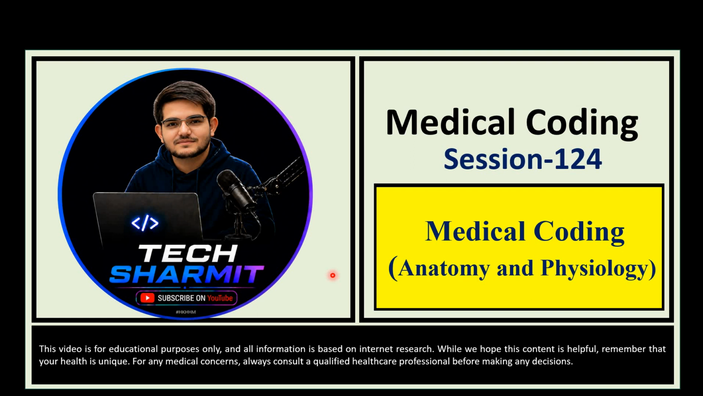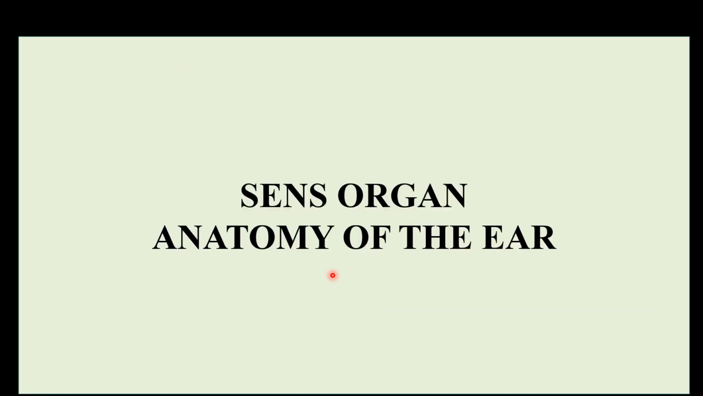In this session, we are going to talk about another very interesting topic related to medical coding anatomy, where we will discuss the ear. We all know that one of the sense organs is the ear, which is very important for human beings, right? So in this session, we will discuss the anatomy of the ear, what the ear is, how it is used, and what the parts of the ear are. Okay, so all these things we are going to discuss in this particular session.